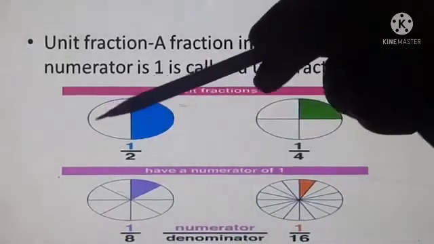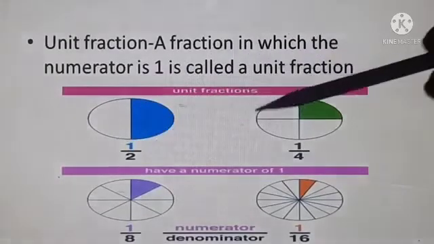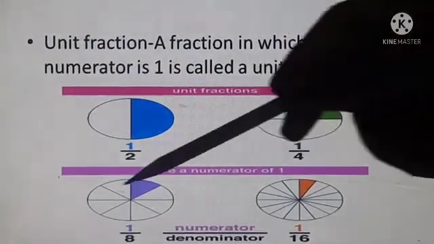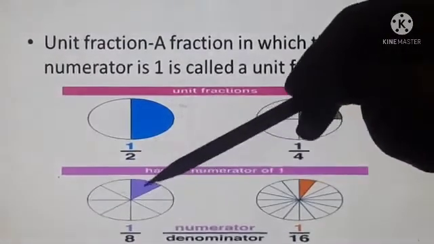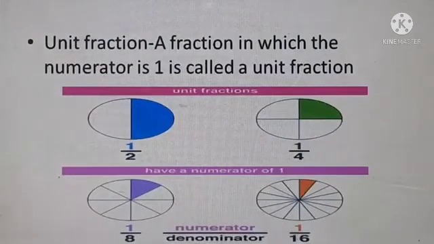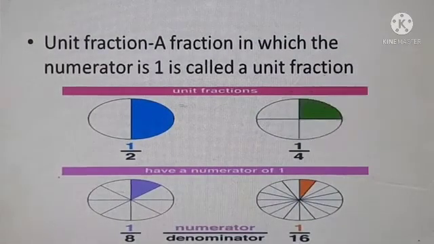Complete figure circle is divided into 2 equal parts. One part is shaded. Now it is divided into 4 equal parts and one part is shaded. Now this figure is divided into 8 equal parts. One part is shaded. And now this figure is divided into 16 equal parts and one part is shaded. So numerator is 1 everywhere. So these are the examples of unit fractions.